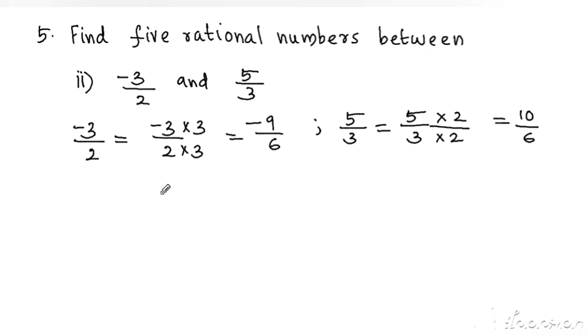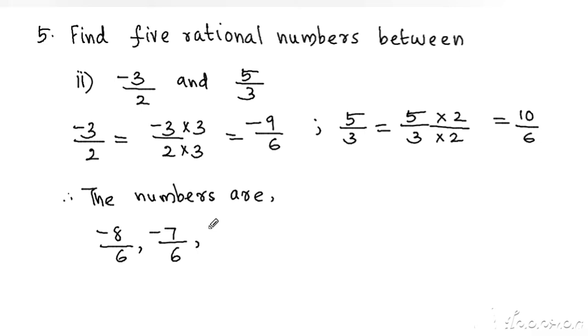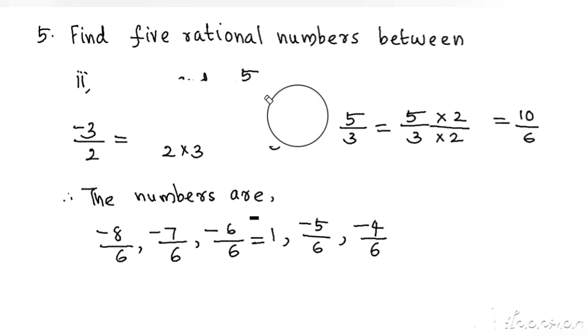So there will be enough numbers, so the required numbers are negative 8 by 6, negative 7 by 6, negative 6 by 6, that is same as negative 1. Actually that is negative 1, okay. Then negative 5 by 6, negative 4 by 6. Okay, so these are the required rational numbers. You can take any 5 of them. Okay, then we can move on to the third set of problems.